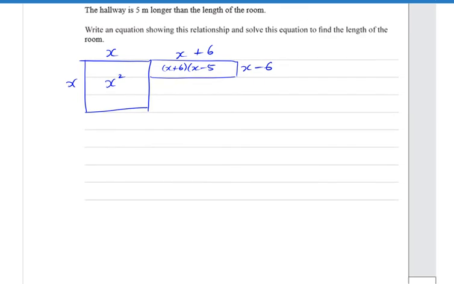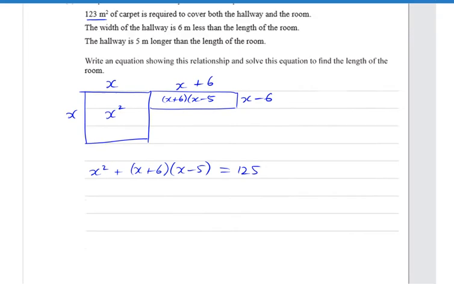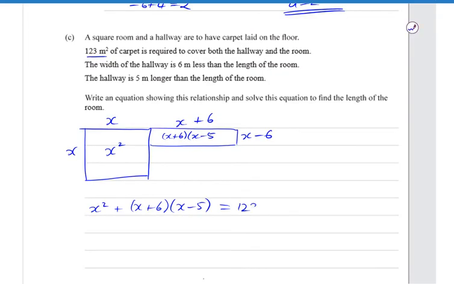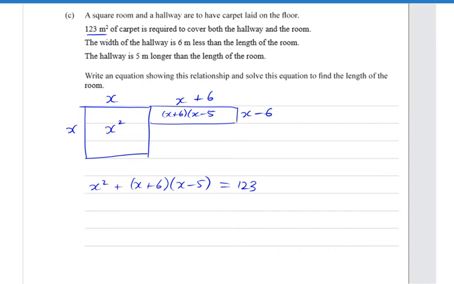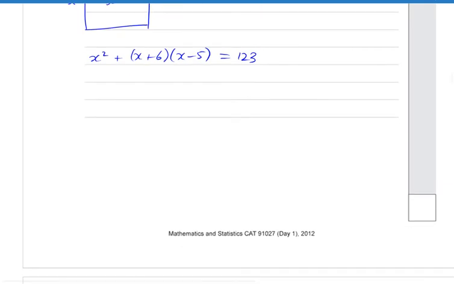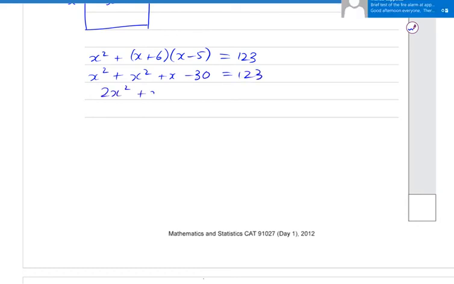So we can say that x squared plus x plus 6 and x minus 5 is going to be equal to 123 square metres. So we've written the equation. Now we need to solve the equation to find its length. So I'm going to write this as x squared plus, now I'm going to expand, so it's x squared plus x minus 30 equals 123. And so that's 2x squared plus x minus 30 equals 123.